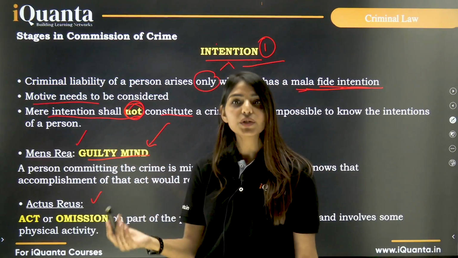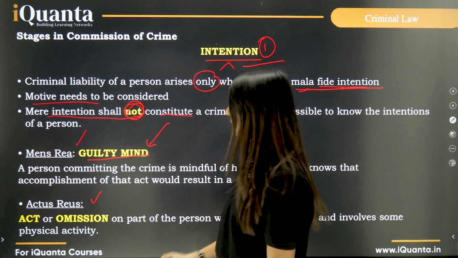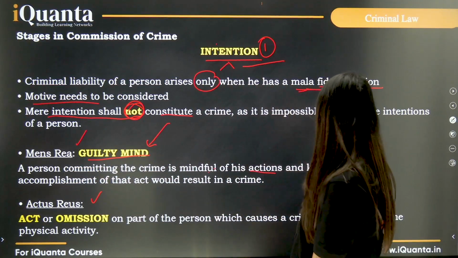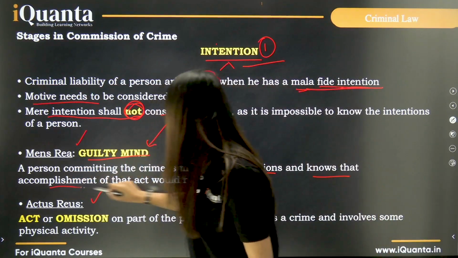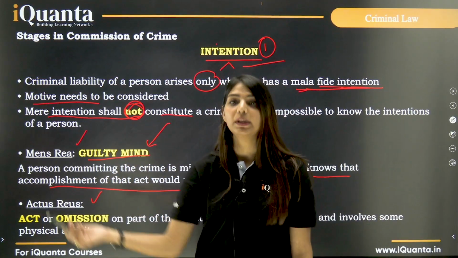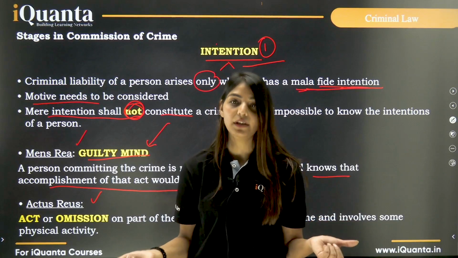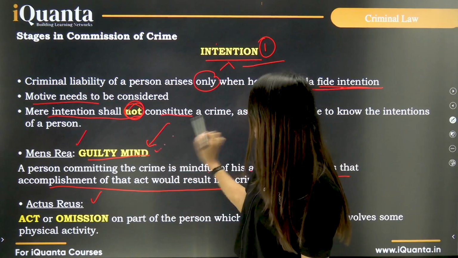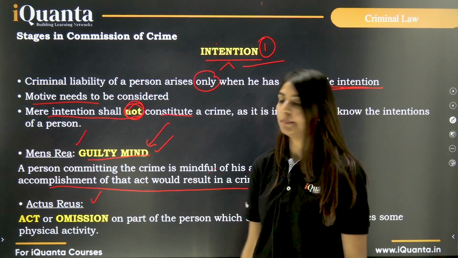If you had mens rea, it means you had a guilty mind, right? So a person committing the crime is mindful of his actions and knows that accomplishing that act would result in a crime. As I gave you the example of feeding somebody poison, knowing the effect of feeding poison to somebody else, all right? So if one person chooses to do that, he had mens rea, or a guilty mind.